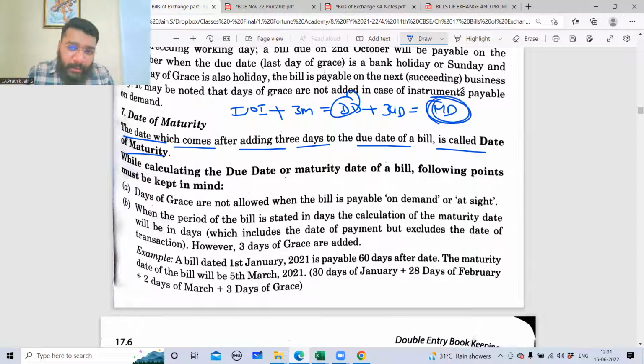So you'll always calculate this only. Whenever they say calculate due date, this only. Whenever they say calculate maturity date, this only, after adding the grace days.